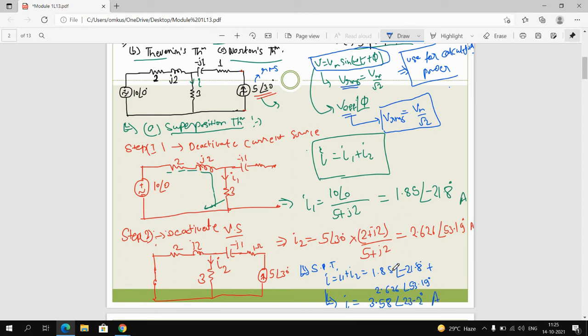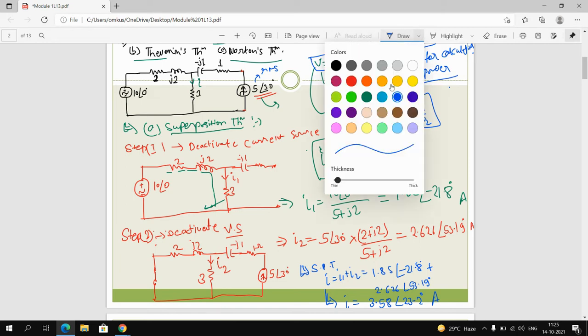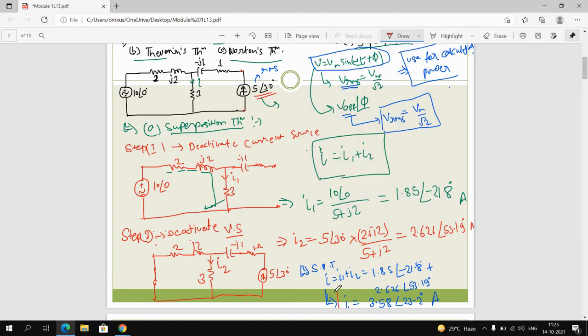So calculate this value by using a calculator, and the steps are similar to your DC theorem, right? But the difference is that here you need to take care of the angle. Also consider the inductor and capacitor, because this is an AC signal, so you do not short circuit the inductor or open circuit the capacitor. You need to consider these values also. That is the only difference between AC and DC theorems.